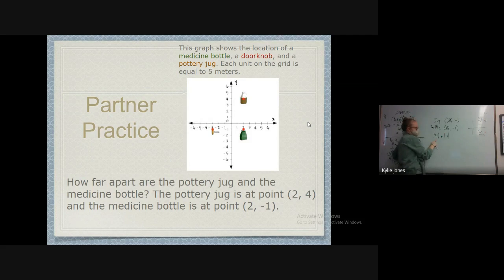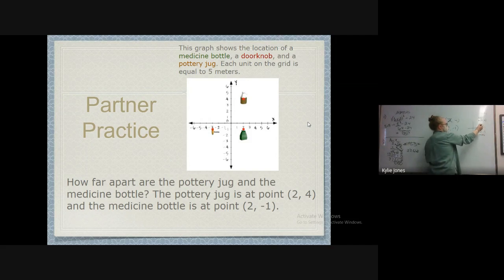What's the absolute value of 4? 4. 4 plus what's the absolute value of -1? 1. Good. And then 4 plus 1 is 5. 5 times 5. Good, exactly. So we can check that this is 5 units by starting at the bottom and just going 1, 2, 3, 4, 5.